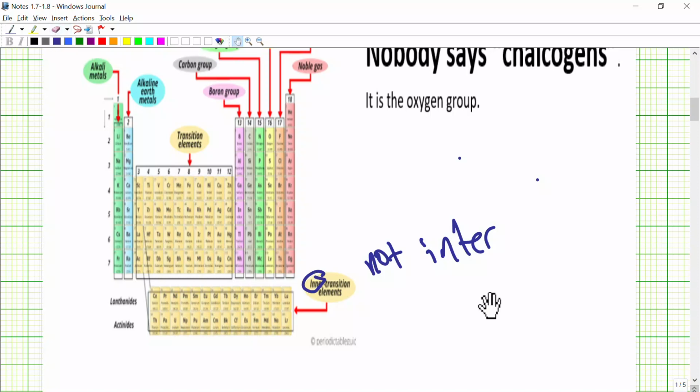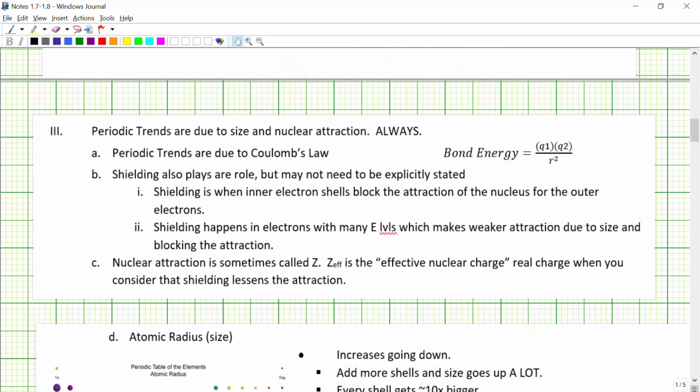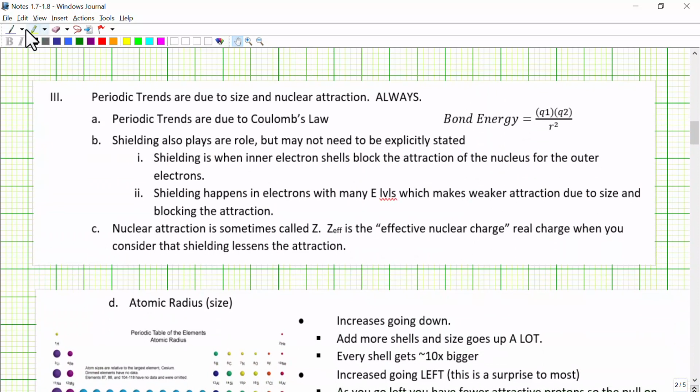So that's that. Periodic trends are due to size and nuclear attraction always, okay? So periodic trends are due to Coulomb's law. Bond energy is Q1, Q2 over radius squared. Just want to remind you that these are charges, and this is the radius, which is size.